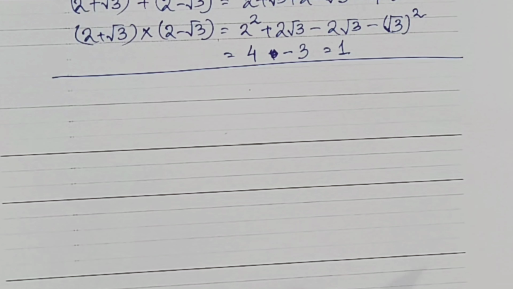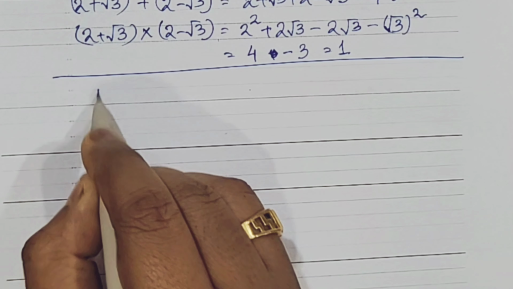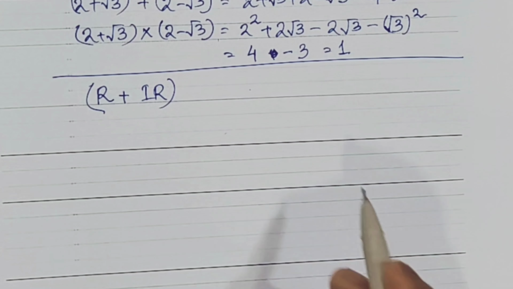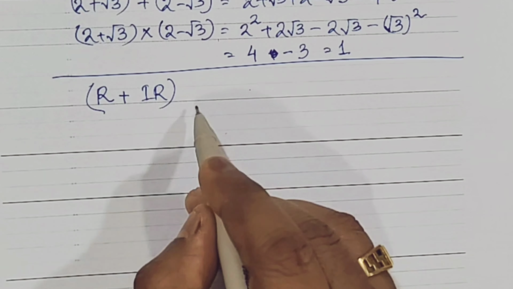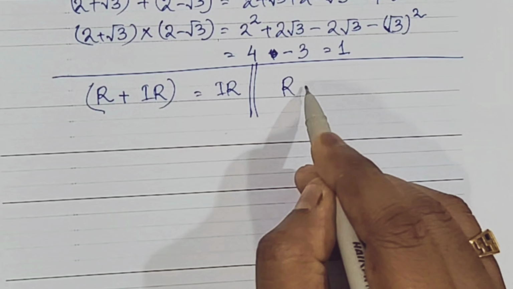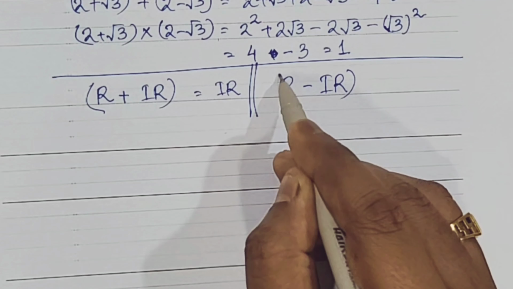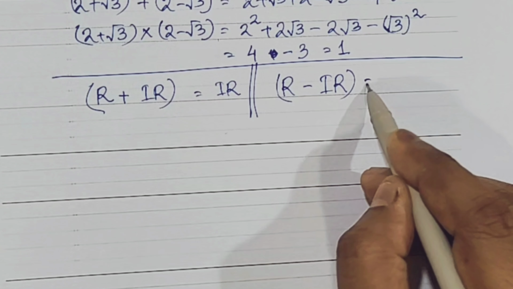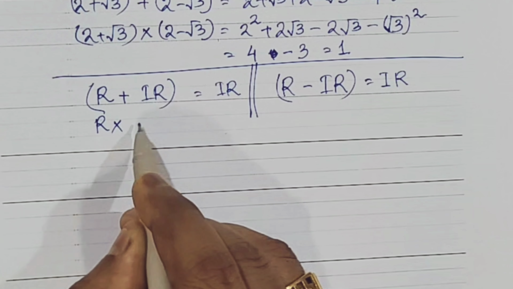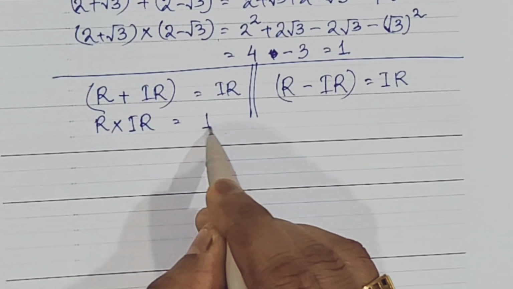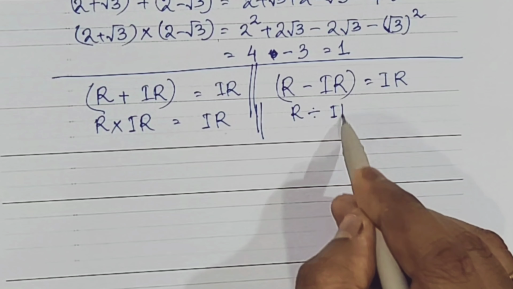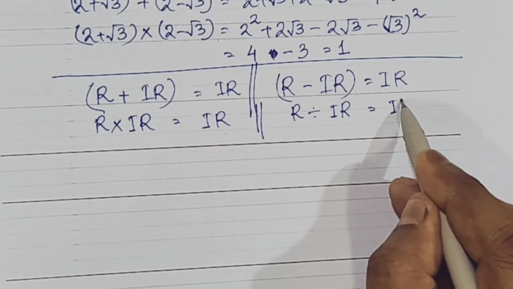On the flip side, if you do addition between a rational and irrational, your result is an irrational number. Subtraction between rational and irrational results in an irrational number. Rational number multiplied by irrational, the result will be irrational. Rational divided by irrational, the result will be irrational.